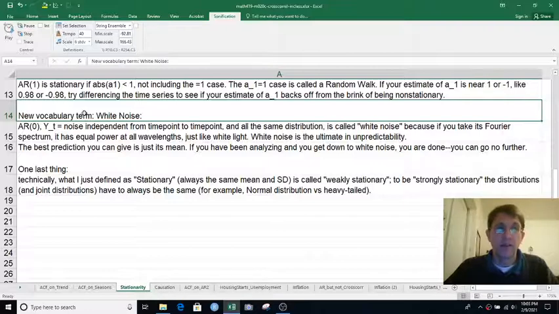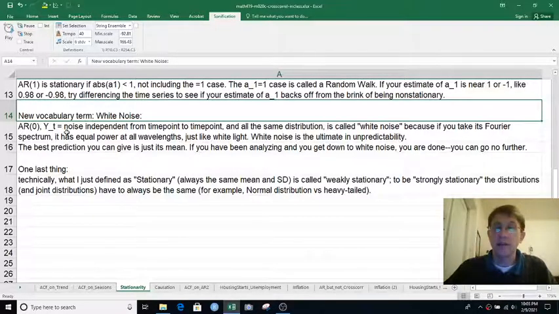A new vocabulary term that we'll be using is white noise. Another way to think of it is an AR0 process. YT equals just noise, independent from time point to time point, not dependent on the previous time value, and all the same distribution. So that's called white noise, because if you take its Fourier spectrum, it has equal power at all wavelengths, just like white light does.